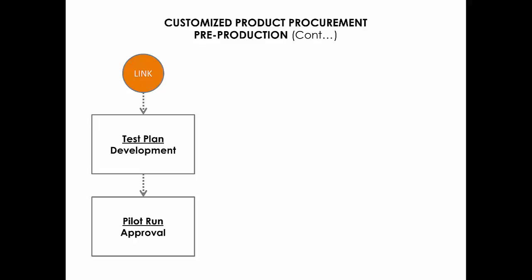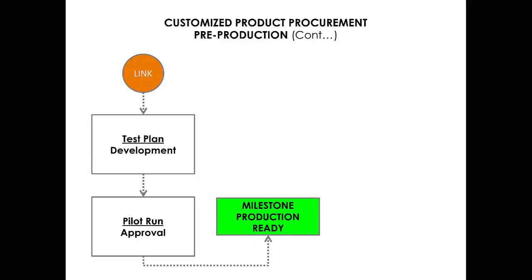Now, a trial run may involve a number of different runs with iterative improvements between each of those runs, which ultimately results in the process being signed off as production ready. This will be another milestone in your project plan.